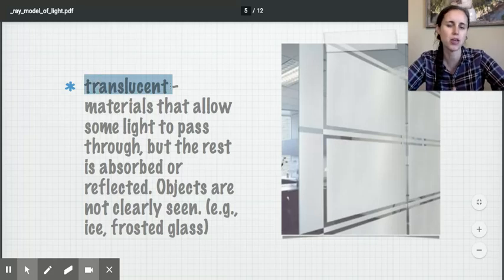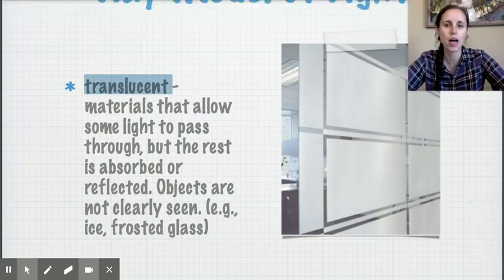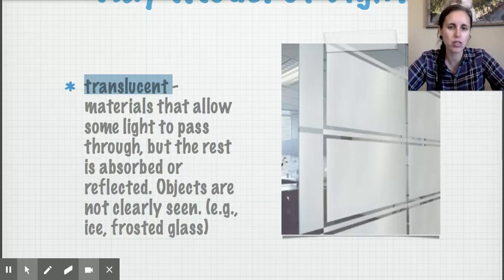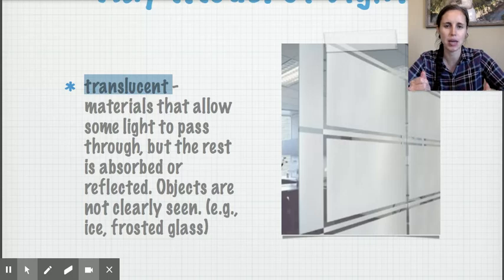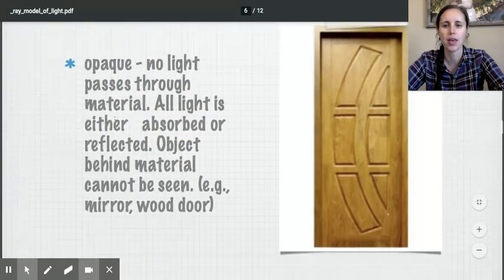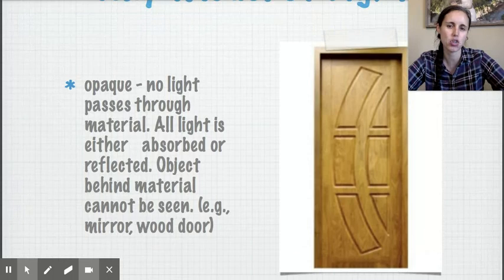Translucent. That's something that you might have seen around your house. A translucent object is a material that allows some light to pass through, but the rest is either absorbed by the material or reflected back to the light source. Examples of translucent objects are things like frosted glass and ice, because you can't see an image clearly through ice, or even a really thin piece of paper held up to the light. With a translucent object, you can typically see the outline of the image, but you can't see details or features of the image.